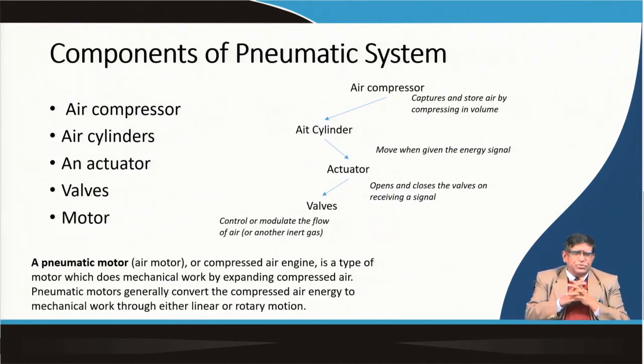So, coming to mining machinery, when you will be using a pneumatic system, the basic components there are the air compressor, which will be capturing and storing the air by compressing the volume. This is the main job of the air compressor. Then they will use that compressed air, which will be flowing through airtight pipes, sometimes called hose pipes, and then working the air cylinders and their actuators. They move and give the energy signal, which can be used for doing the functional elements.